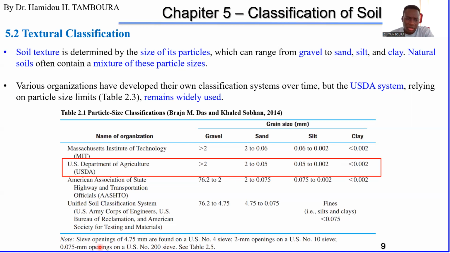There is something very important here. See the sieve number 10, US system, with the 2 millimeter opening. We check the passing of this sieve number 10 to see if the soil contains any gravel or not. If everything passes this sieve, it means we don't have gravel in our soil.